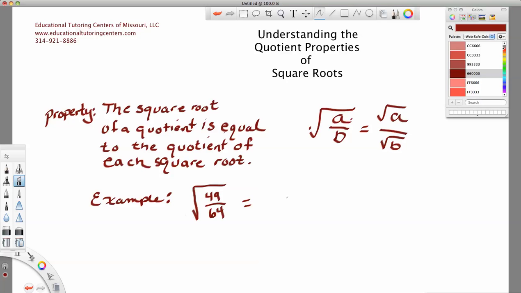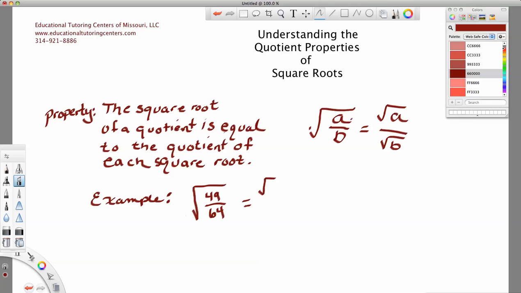Okay, so you could take that quotient and divide it up, making it a square root in the numerator and a square root in the denominator. Find the square roots of each and then simplify your fraction as needed. Okay, so let's look at this one here.